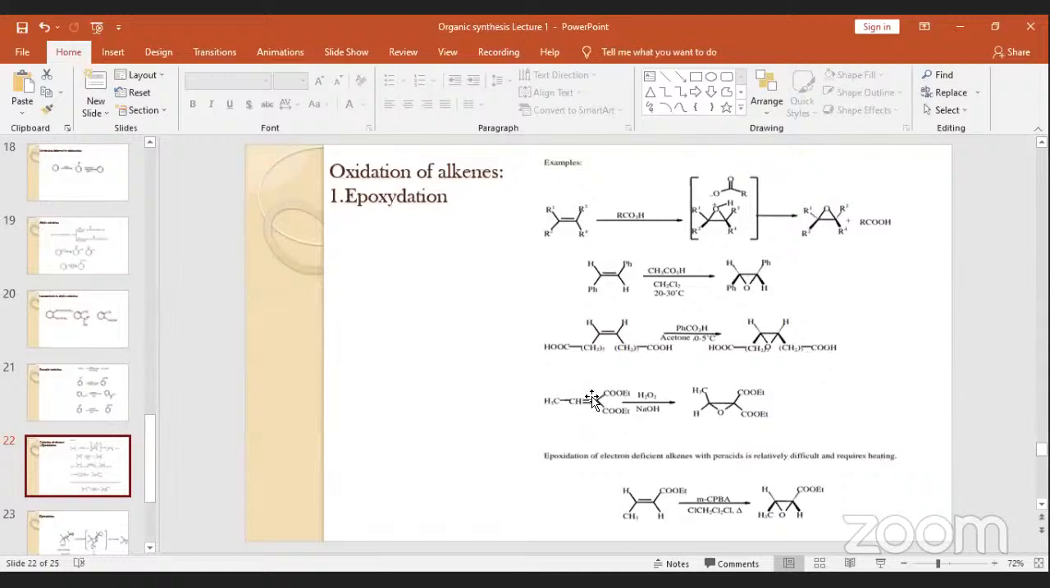Here, this is an extended conjugation. I showed you the mechanism. HOO minus attacks, and then that O forms a methoxide. This is not stereospecific, not as much as in this case. It's not a stereospecific reaction.